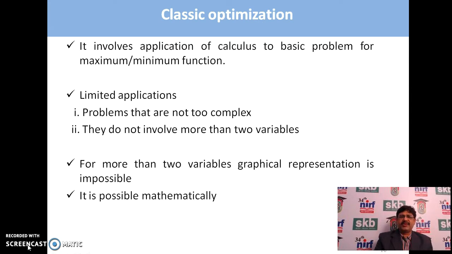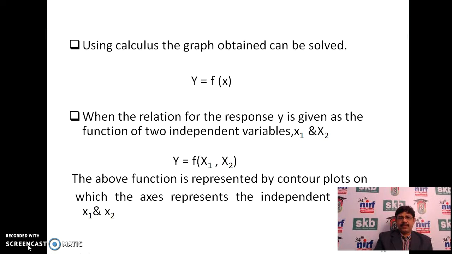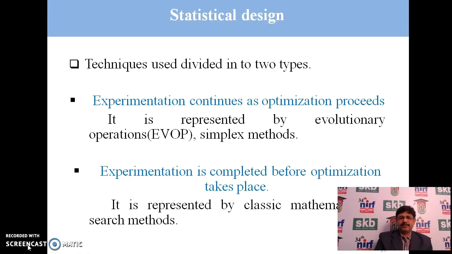Now classic optimization involves the application of calculus to the basic problem for maximum and minimum function, but it has limited applications. For problems that are not too complex and that do not have more than two variables, we can use this. But for more than two variables, graphical presentation is very complicated and impossible. Using calculus, we can solve this with the help of regression analysis.